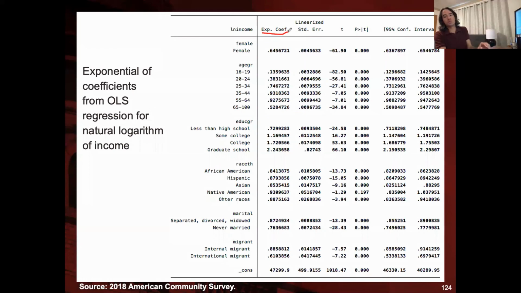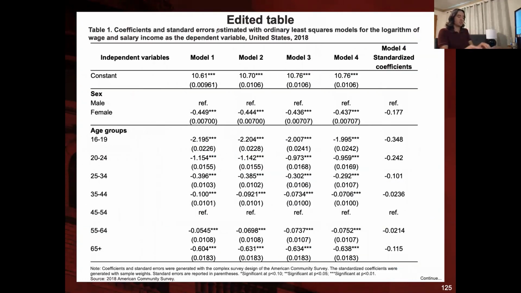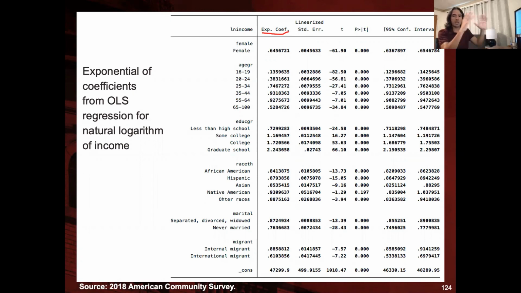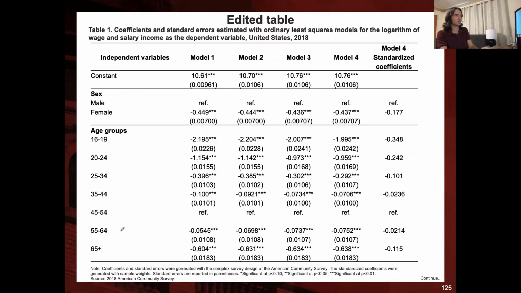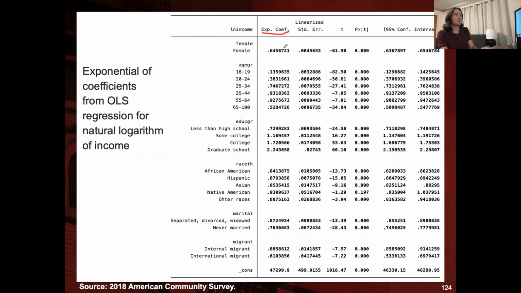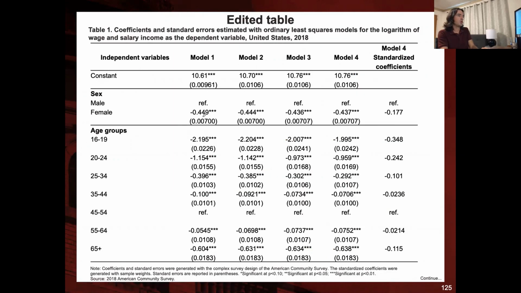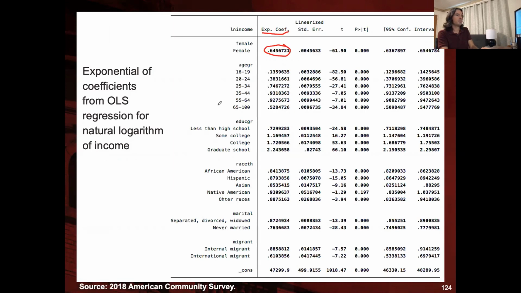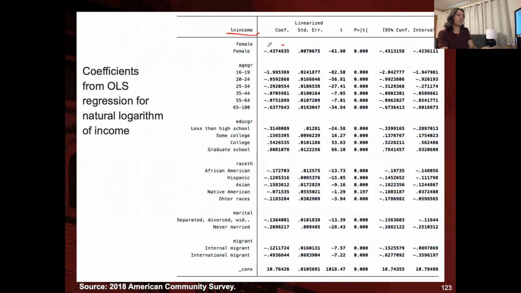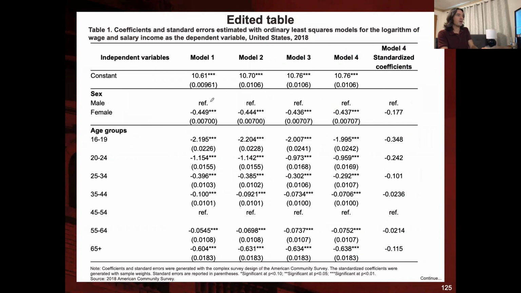I do not show this table in a paper like this. I organize it. Not all the variables will be able to appear on the same page, so I divide it. I just show sex and age first, and I organize it like I told you. I show the coefficient for female, no, I'm showing the coefficient, not the exponential. The coefficient minus 0.43, minus 0.44. It was just a little different because I ran it afterwards.